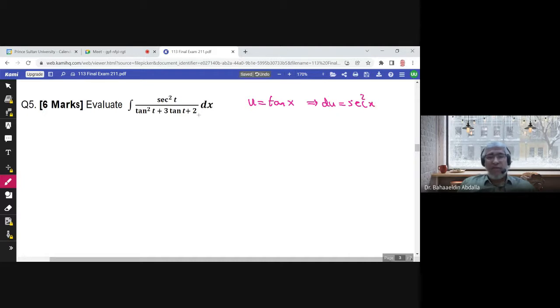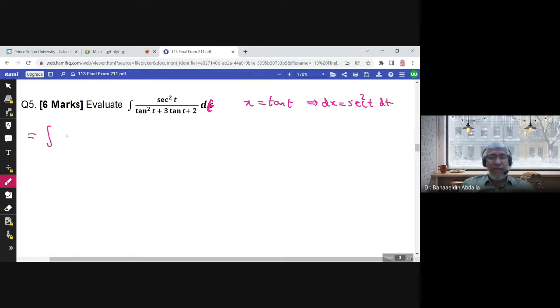Well, here there is a mistake. So this should be t. This is dt. Everything should be in terms of x or in t. So I will call this t. So u would be tan t, or let me then call it x. Why not? Because there is no x. So I'll call x equals tan t. And then dx would be secant square t dt.